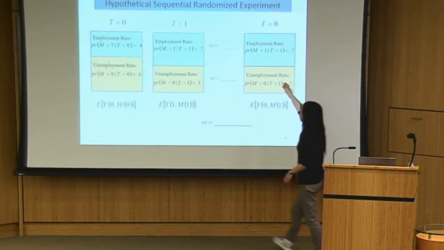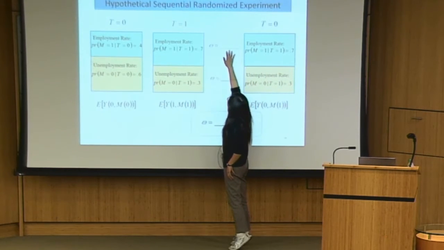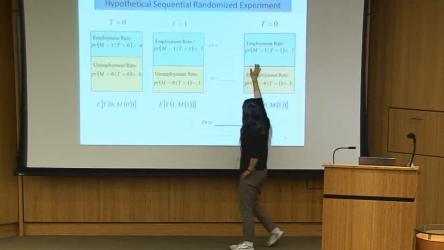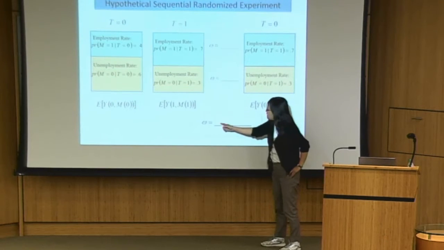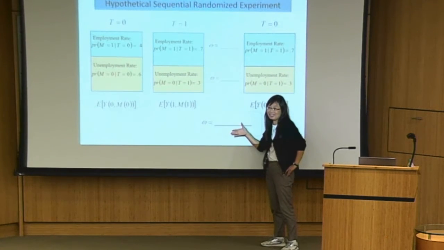So you write out the weight for the employed people in the control group, the unemployed people in the control group, and then you write down the general form of the weight down here in this box.